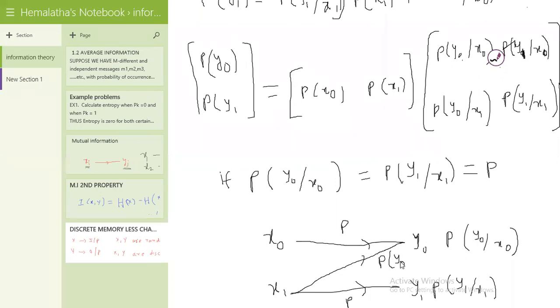p of y0 by x1. Now the total value of p is equal to 1. The total probability: when p of y0 by x0 is equal to p, what does p of y0 by x1 become? 1 minus p. Here we can indicate that this is 1 minus p.